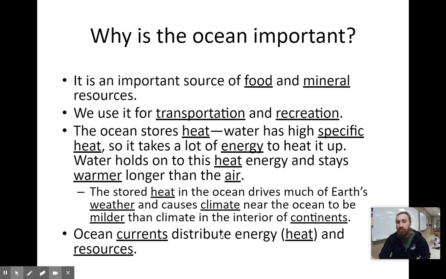Now, the ocean does store a lot of heat. Water has high specific heat, if you remember that from biology. So it takes a lot of energy to heat it up, and it also takes a lot of energy to cool it down. Water holds onto its heat really well, and it will stay warm longer and keep the air around the ocean warmer for longer as well.